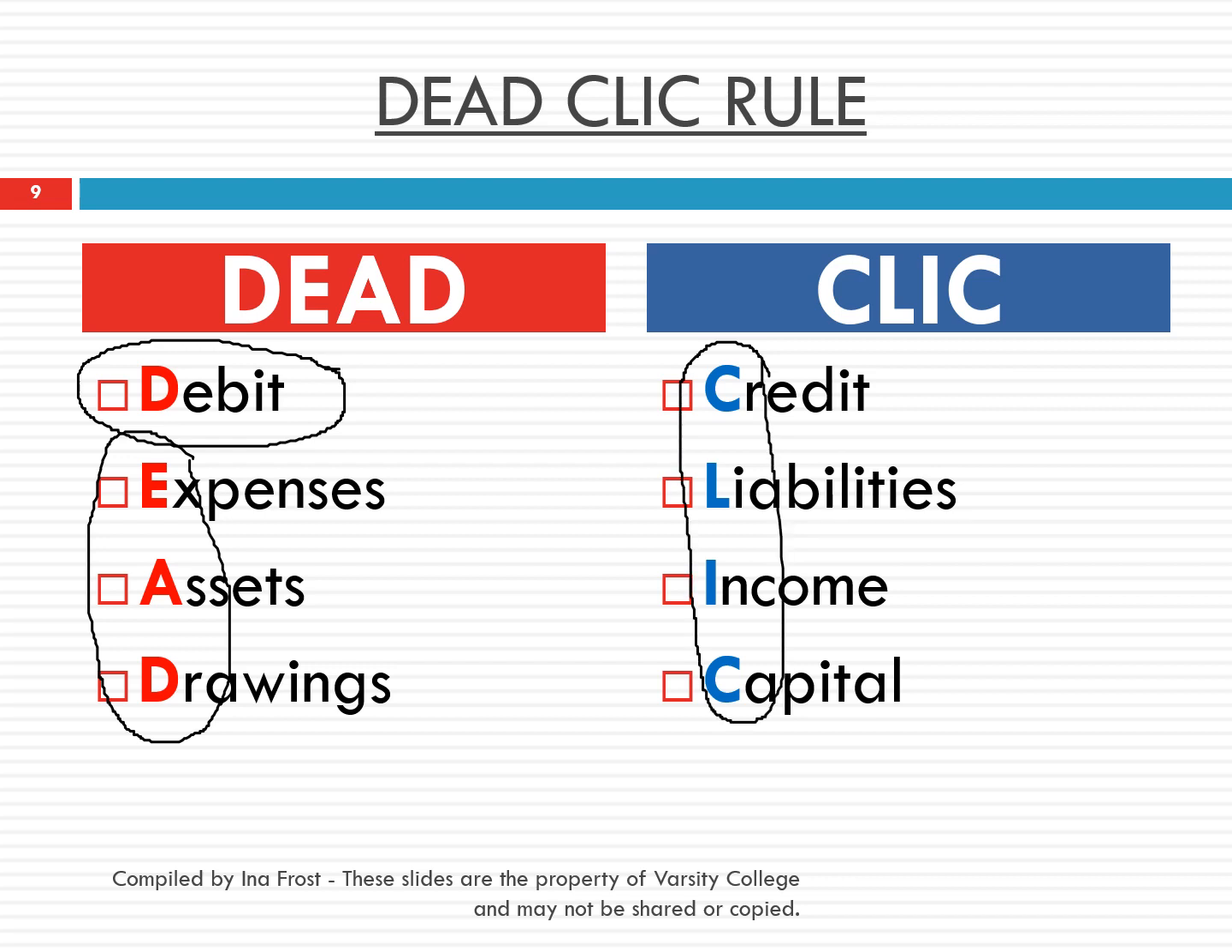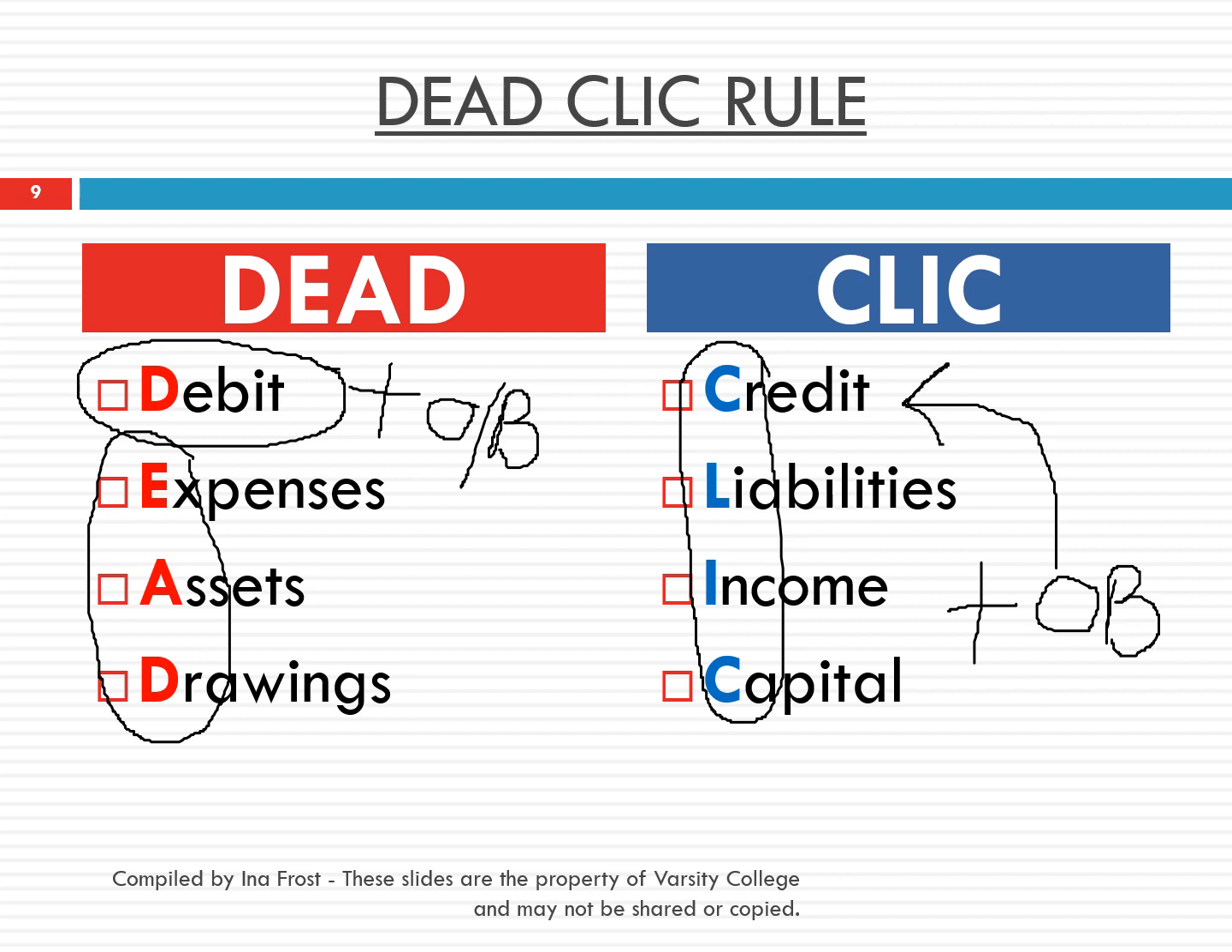And when do we debit it? We debit it with increases and with opening balances. So the opening balances and the increases always go on the debit side for expenses, assets, and drawings. And for liabilities, income, and capital, the increases and opening balances, so this OB is just for opening balances, those will always sit on the credit side.